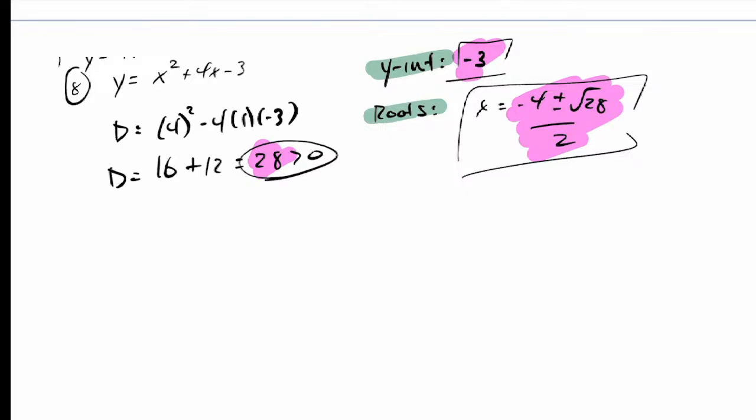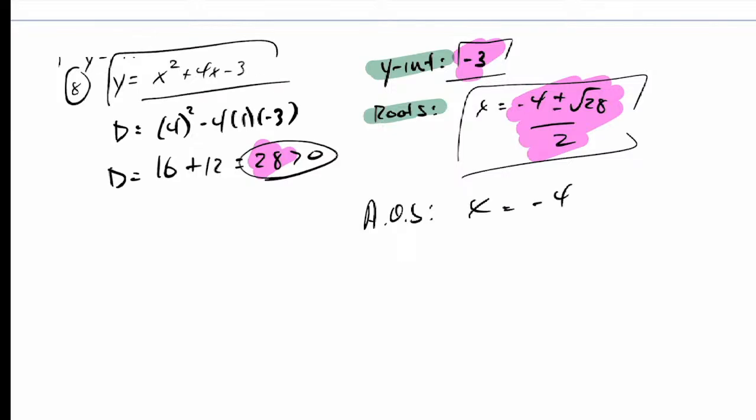We've got y-intercept, we have our roots. I need to find my axis of symmetry. It is in standard form, so you're going to get negative b over 2a, which is negative 2. So I have my axis of symmetry.